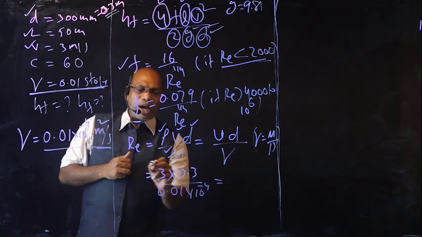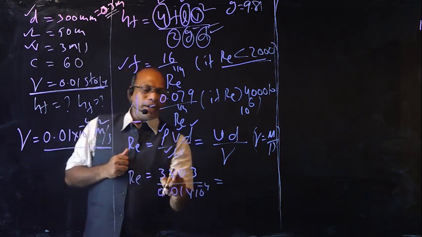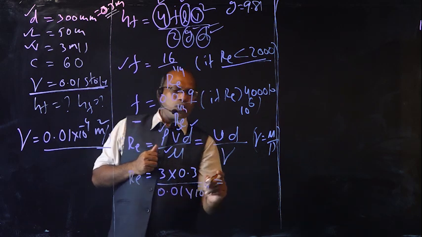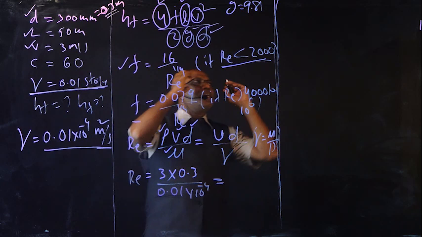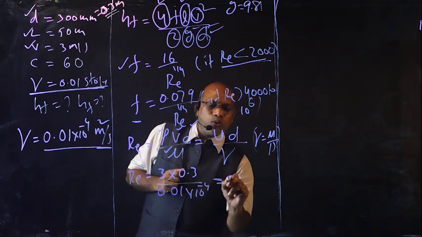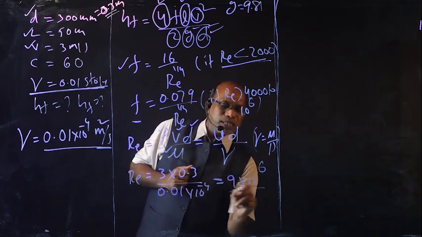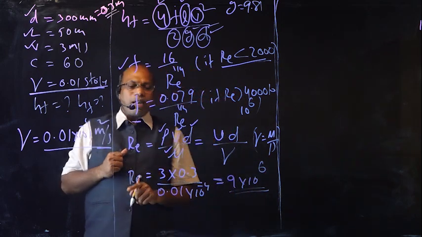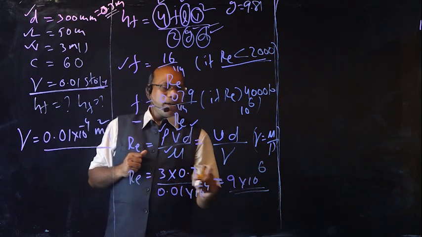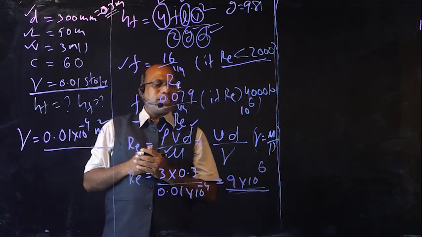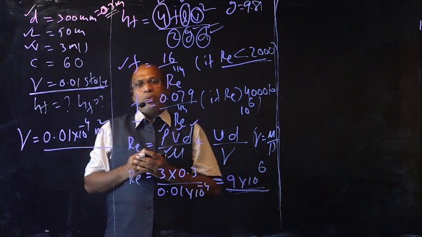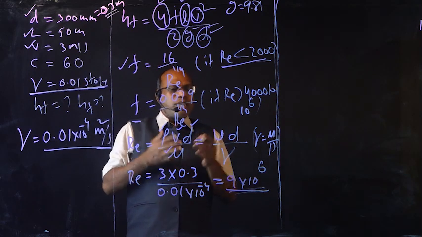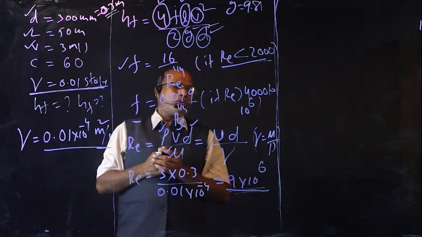Then Reynolds number Re is equal to 3 into 0.3 divided by 0.01 into 10 power minus 4. This value, Reynolds number Re, is equal to 9 into 10 power 6. This is the value of the Reynolds number. There are no units because the Reynolds number is a dimensionless parameter. The Reynolds number value is more than 2000 and also more than 4000, that is, in between 4000 and 10 power 6.